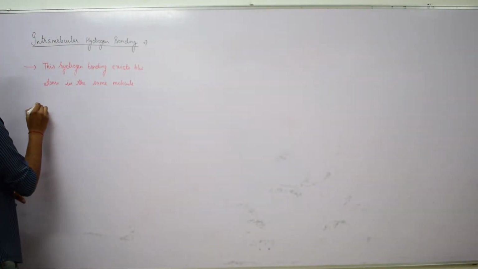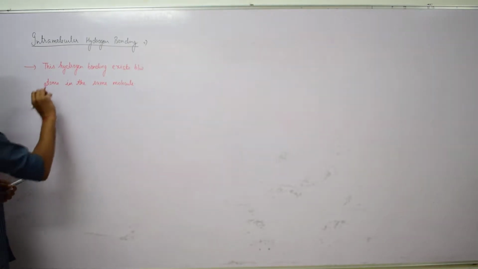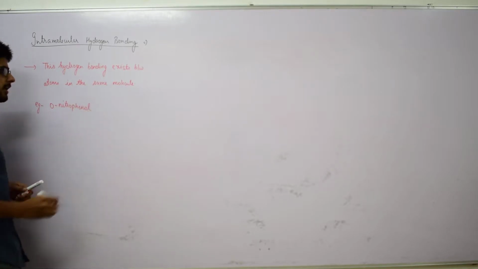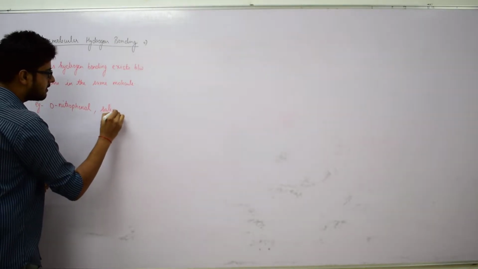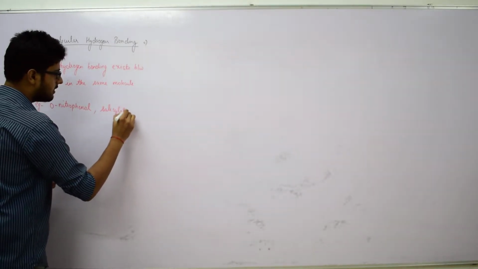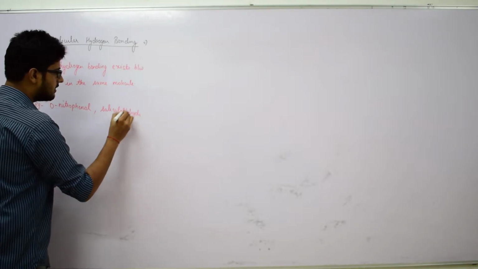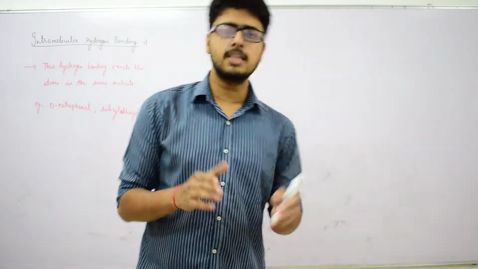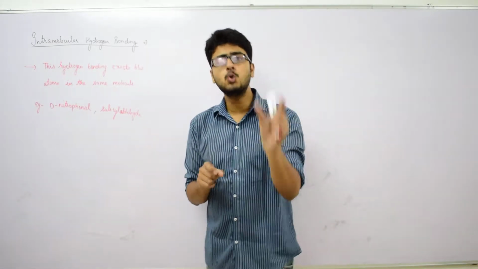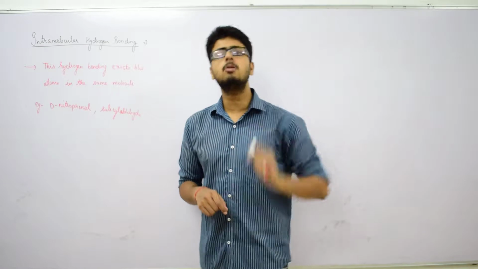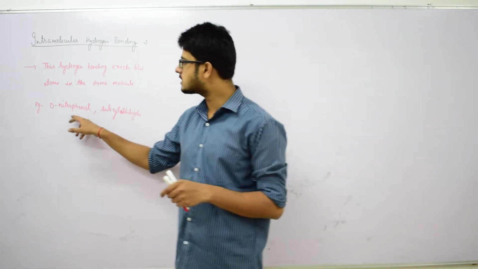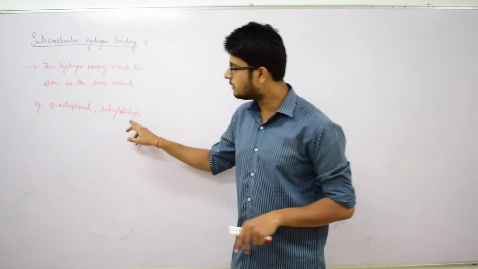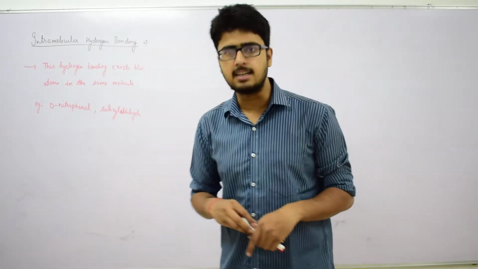For example, we will discuss two examples of intramolecular hydrogen bonding. The first example is orthonitrophenol, and the second is salicylaldehyde. So we will discuss these two examples. First of all, intramolecular hydrogen bonding is found between two atoms in a single molecule, or in the same molecule.